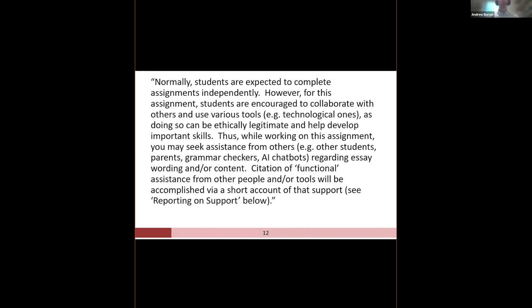This may be the most shocking thing I have to share with you today. I am telling students that there is essentially nothing they can do that would constitute cheating for this assignment. You want to talk to your friend? Perfect. You want to get ChatGPT to revise something? Go for it. And what they do need to do, though, is report on that so that there's some transparency and honesty about what they're doing.